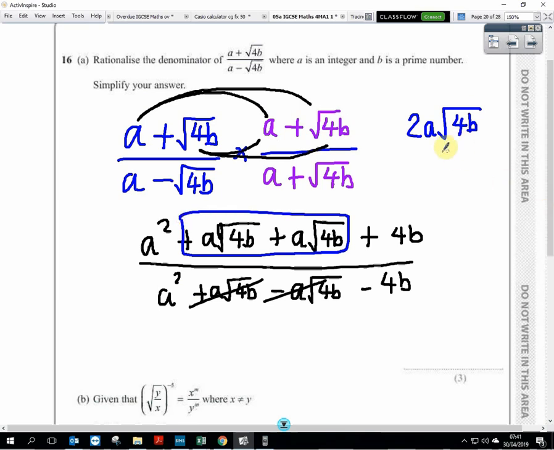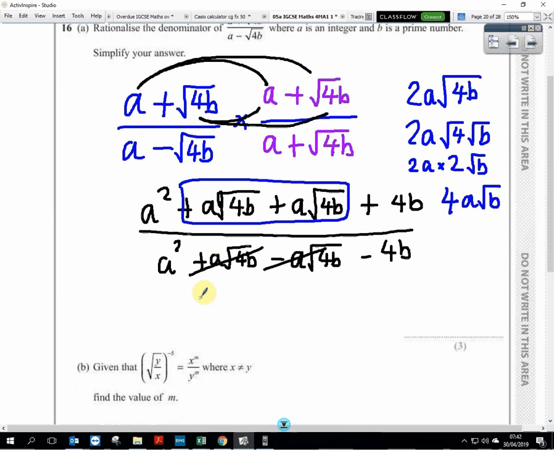Now, what else can you do? Well, when you have a surd like this, you can work out the square root of each part of the product inside the square root. So like this, 2a, and that's root 4 multiplied by root b. That's a law of surds. And the square root of 4 is 2. So we have 2a and then times 2 root b. So actually that simplifies to 4a root b.